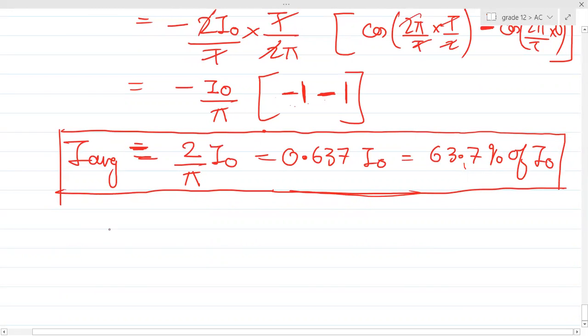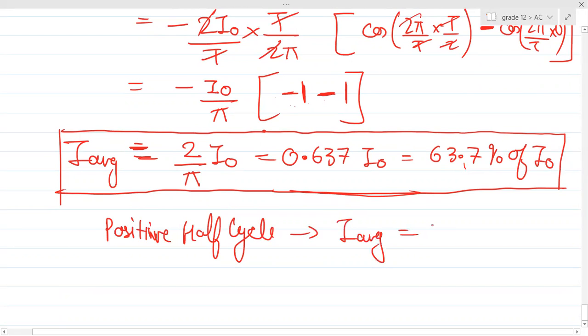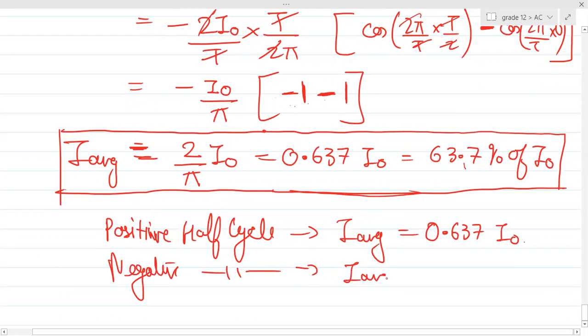I'll write the physical significance, graphical significance, everything. सब लिख दूंगा मैं, टेंशन मत लो. Please remember, for the positive half cycle, the average current is basically 0.637 times of I naught. For the negative half cycle, when you do it, the value of average current will come to be minus 0.637 times of I naught. You can try and calculate.